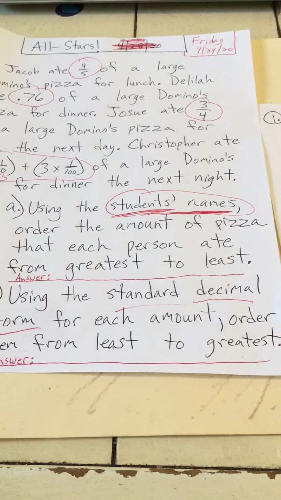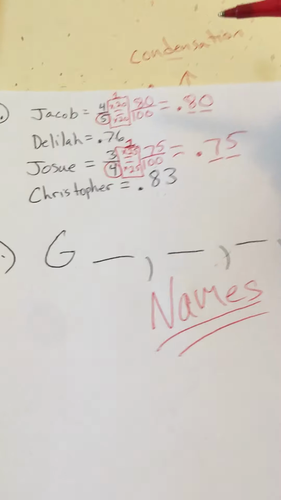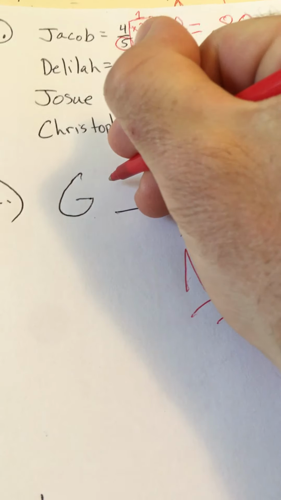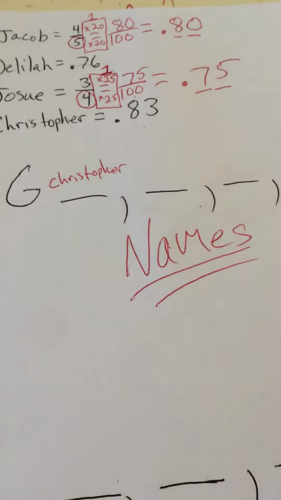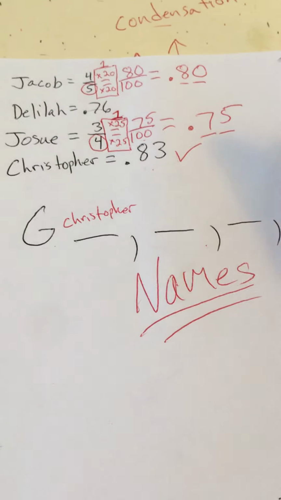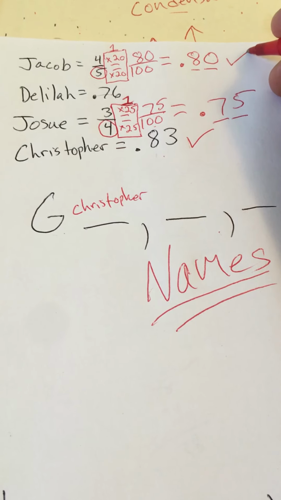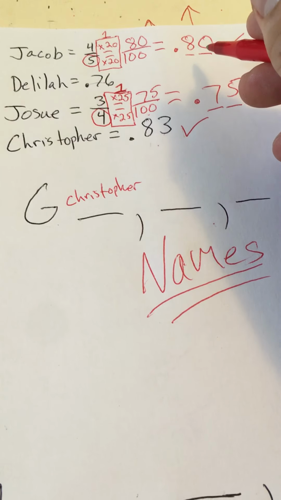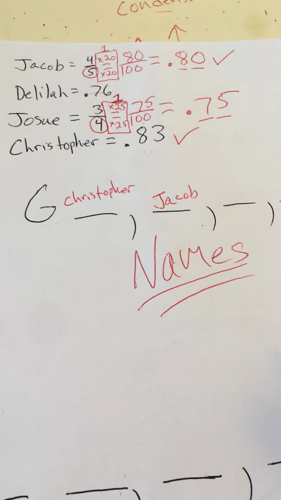Part A says, using the students' names, order the amount of pizza that each person ate from greatest to least. So names, greatest to least. So let's see, the greatest would be 0.83. That would be Christopher. So Christopher is the greatest. Then after that, we have 0.75, 0.76, or 0.80. The next one is Jacob, from greatest to least. So the next greatest, or the one that's just smaller than that, would be Jacob. So the second name needs to be Jacob.